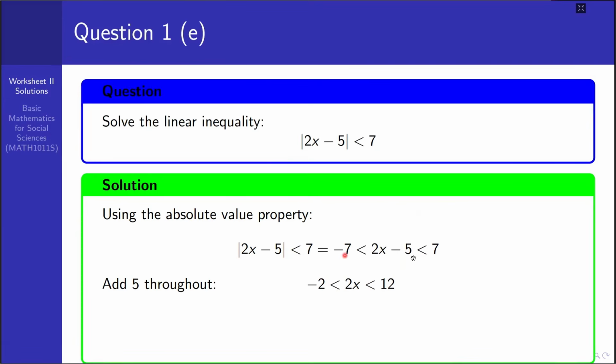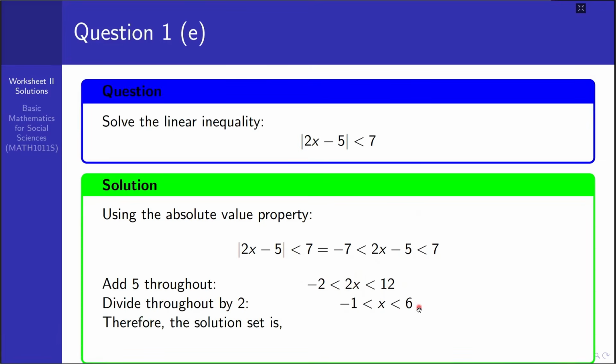We have minus 7 plus 5 is minus 2, 2x minus 5 plus 5 is 2x, and 7 plus 5 is 12. Then, to get x alone, let us divide minus 2, 2x and 12 by the coefficient of the variable x, which is 2. And therefore, when we do this, we have minus 1 less than x less than 6.